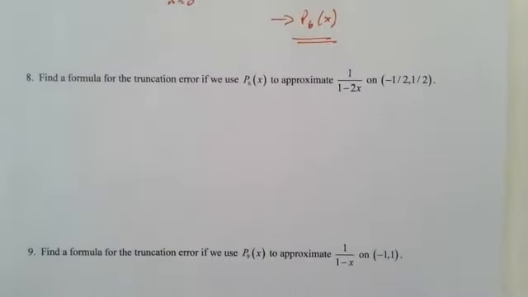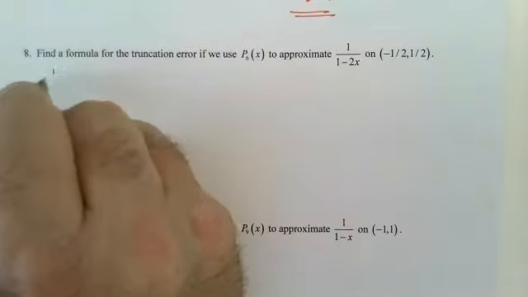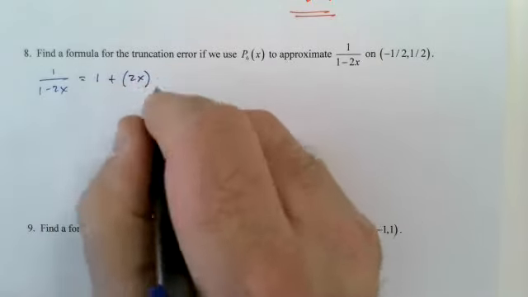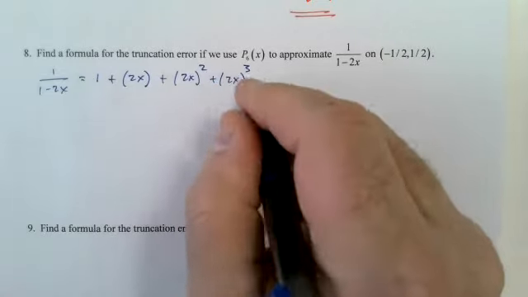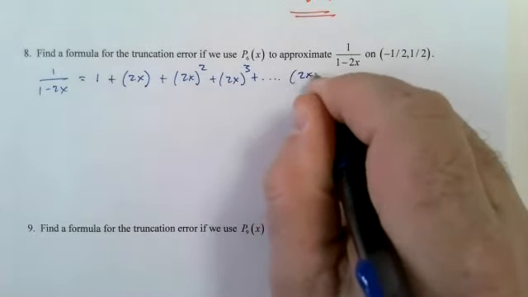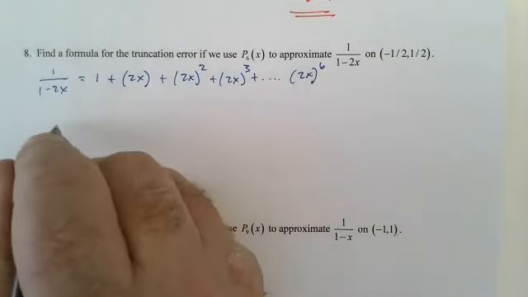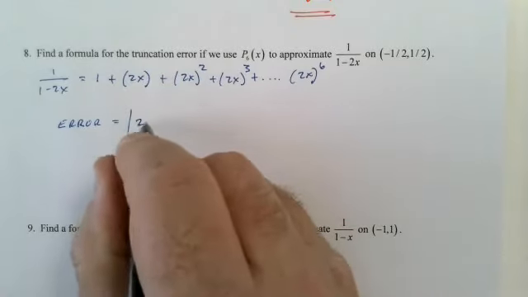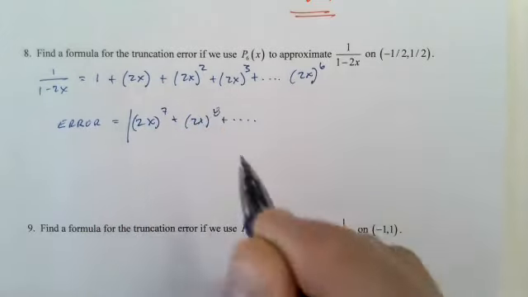Find a formula for the truncation error if we use P6 of x to approximate 1 over 1 minus 2x. So this is a geometric series, so we can just pull it. All right, so 1 over 1 minus 2x equals 1 plus 2x plus 2x squared, 2x to the third, up to 2x to the sixth, right? If we're using six terms. So the error is the absolute value of 2x to the seventh plus 2x to the eighth plus forever.